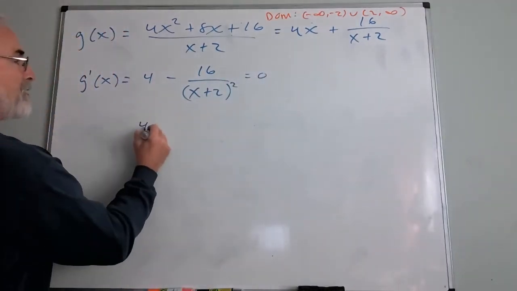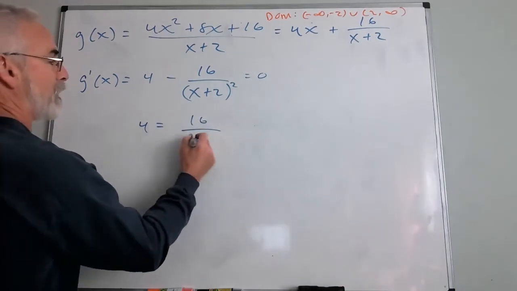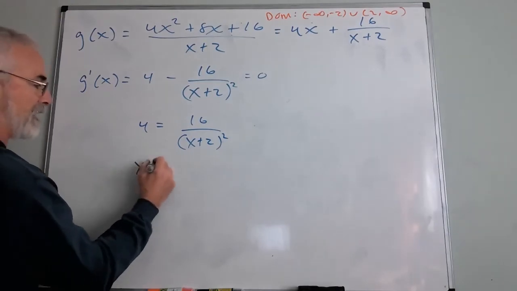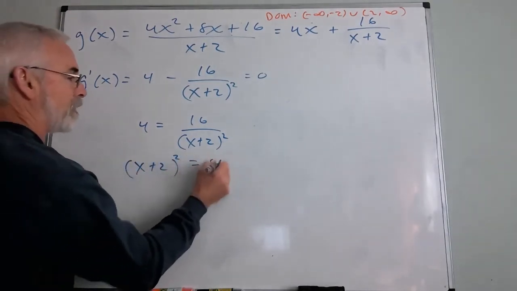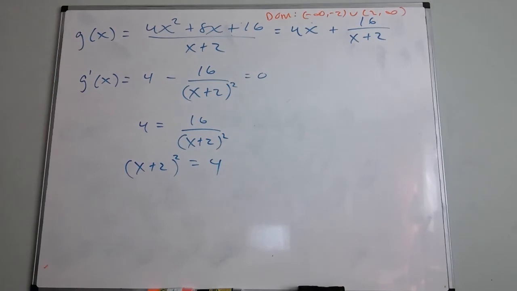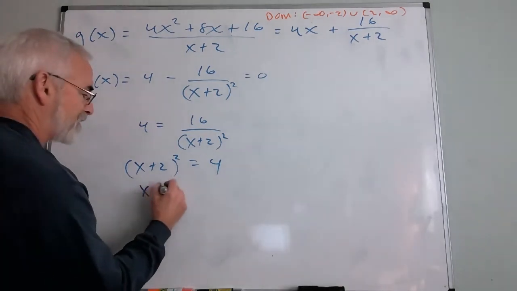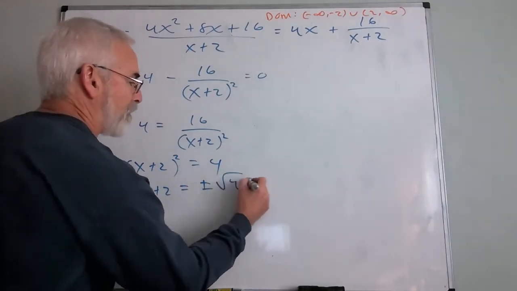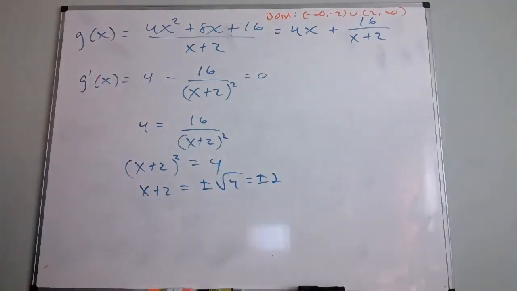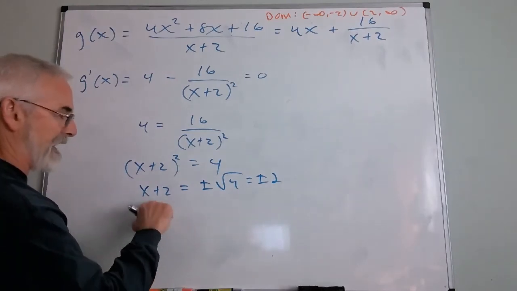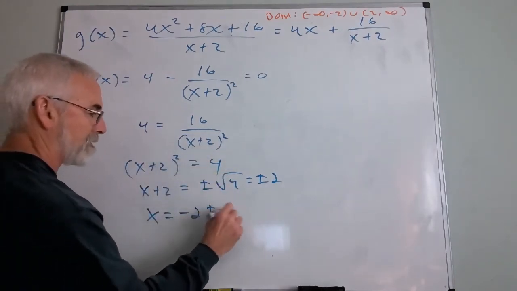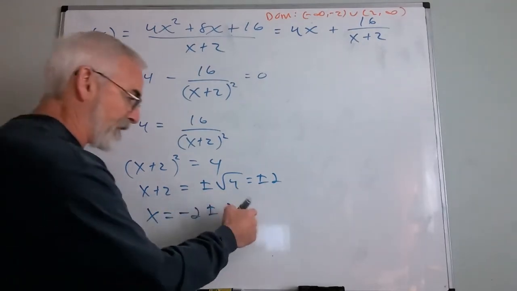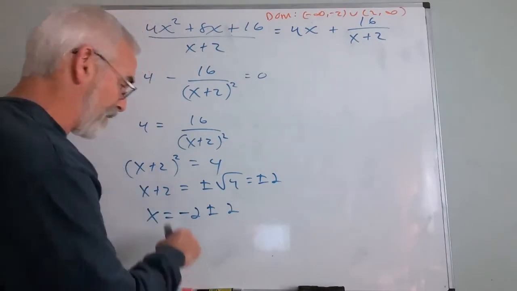So if this is 0, then 4 equals 16 over (x plus 2) quantity squared. So if I do a little maintenance here, that would mean (x plus 2) quantity squared must equal 16 over 4, which is 4. So x plus 2 must equal plus or minus the square root of 4, or plus or minus 2. And then finally, x is going to be, add -2 to both sides. And by the way, you have to add it in front, not after the plus or minus. If I put the -2 on the other side, I will get a wrong answer. It's got to be in front.